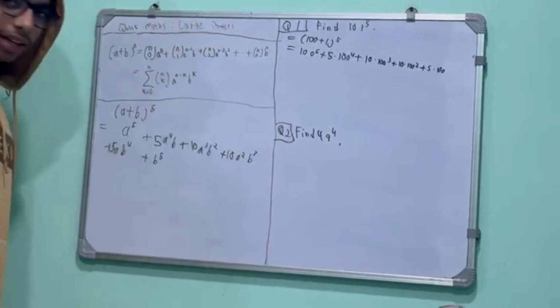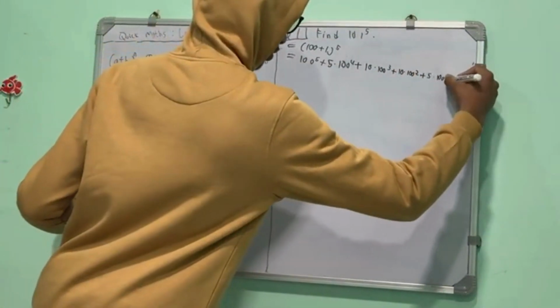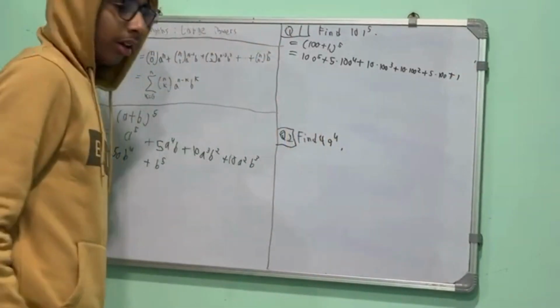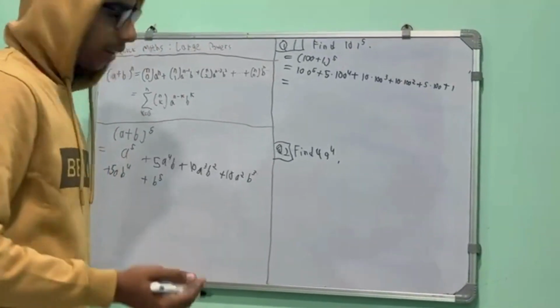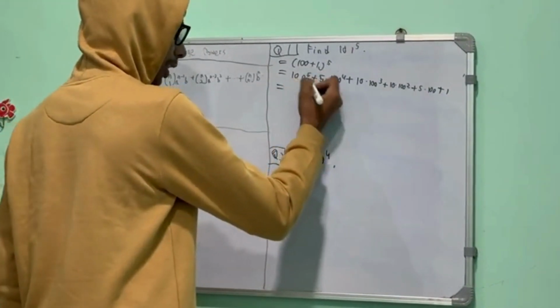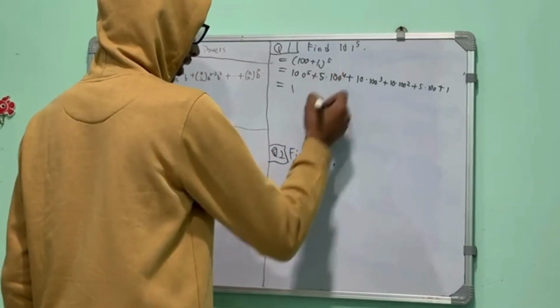And the last term that we get to, we'll notice it's b to the 5 and 1 to the 5 is just 1. So here we'll write 1. So this is our expansion which we have. Now we can easily find the product. So this will be 10 to the power of 10. So we'll have 1 with 10 zeros in front of it.